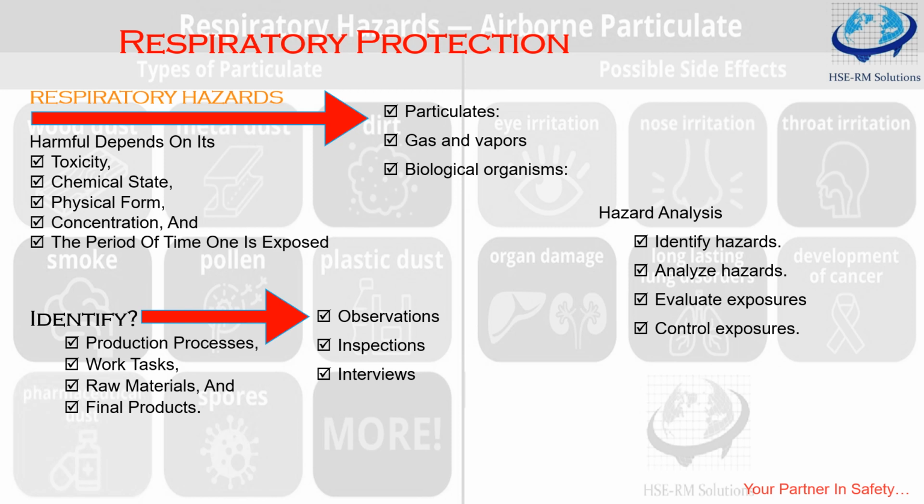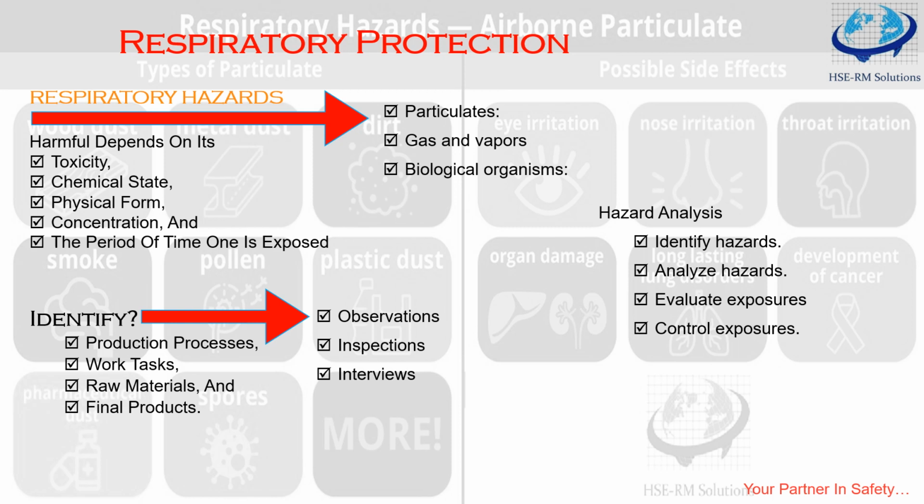Correct. Now let's take examples. Respiratory hazards are basically categorized in three parts: particulates, gases and vapors, and biological organisms. So let's talk about particulates first. So what are particulates? Particulates are basically airborne particles such as dust, fibers, fumes, mist, soot, and smoke.